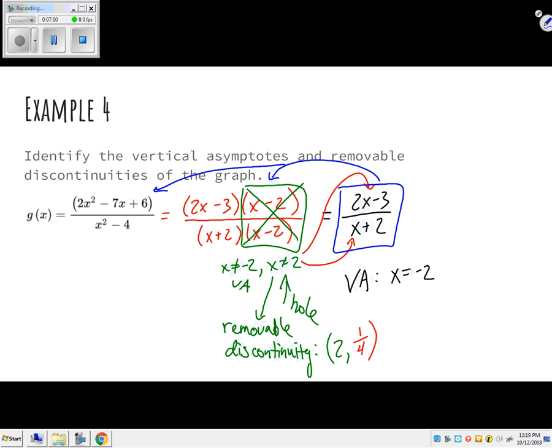What happens is this blue box right here does not have a hole at (2, 1/4). I'm originally trying to graph this g of x up front. That does have a hole right there. So they're very similar graphs, except this g of x up front has a hole at (2, 1/4), while this 2x minus 3 over x plus 2 does not have a hole. So we can use that to help me graph. More will come on that with video 3.